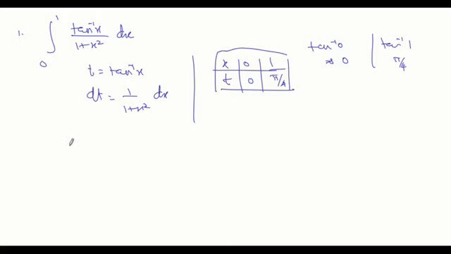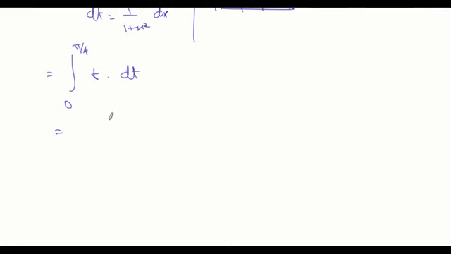Now we can write the integral from 0 to pi by 4 of t dt, because 1 by 1 plus x square dx is dt; we can replace it. The limit also changed, children. Now we do the integration for t. It is t square by 2. Now apply the limit 0 to pi by 4. It is nothing but (pi by 4) whole square into 1 by 2.